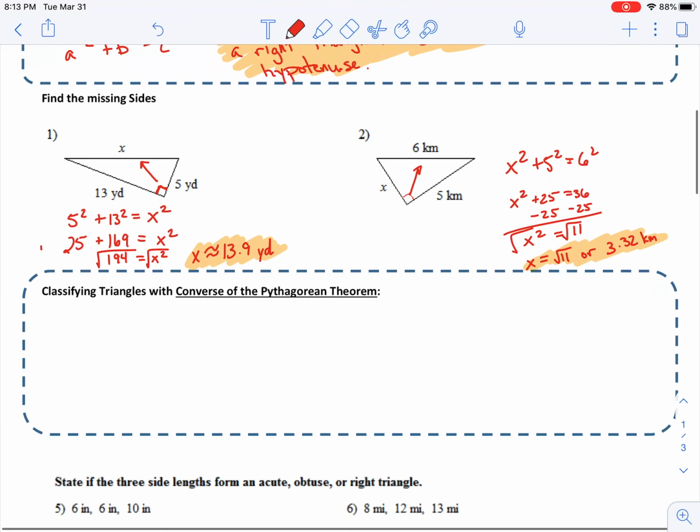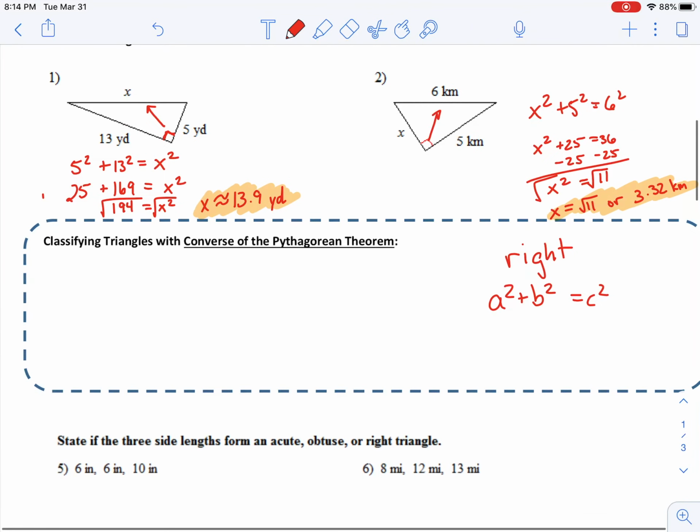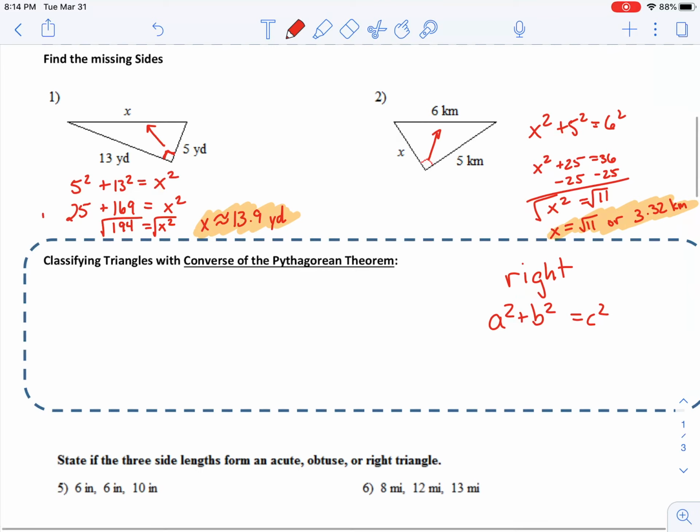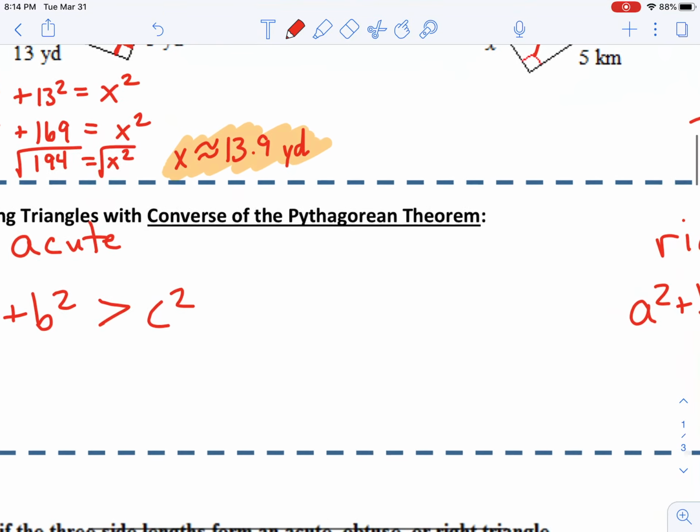Okay, next one, classifying triangles with the converse of the Pythagorean theorem. Pythagorean theorem, remember, is that a squared plus b squared, like we just talked about, equals c squared, right? And we know that's the case when there's a right triangle. What the converse says is that if, instead of equals, a squared plus b squared is greater than c squared, so if the left side is bigger than the right, that is called an acute triangle. Remember, it's a cute little triangle.